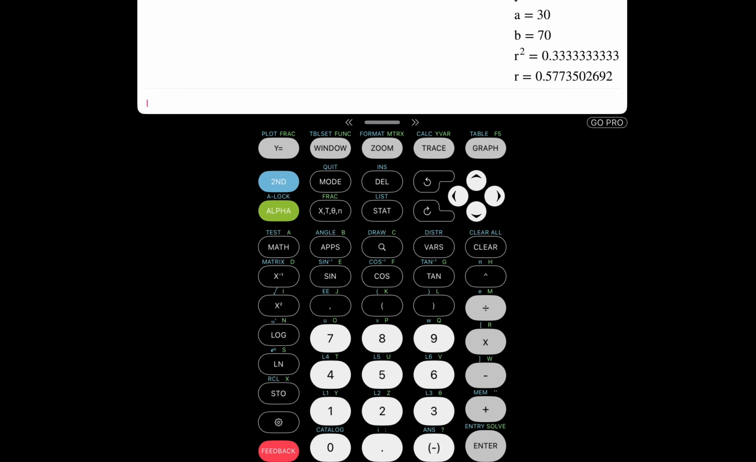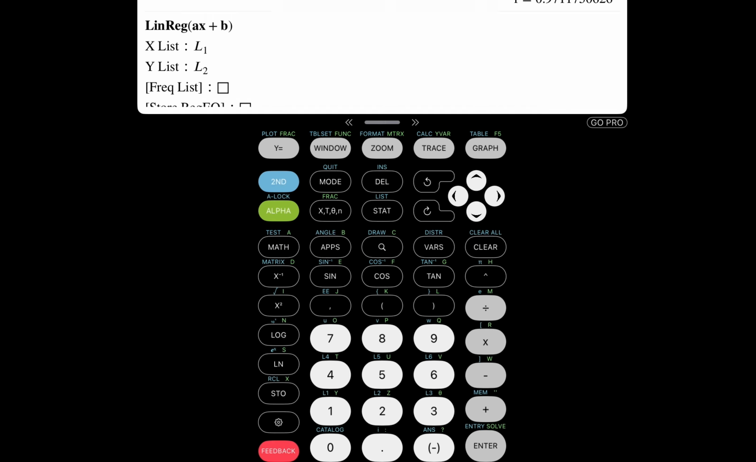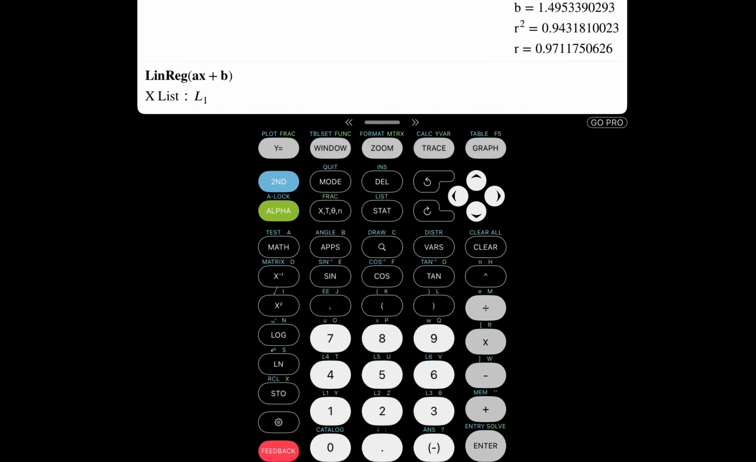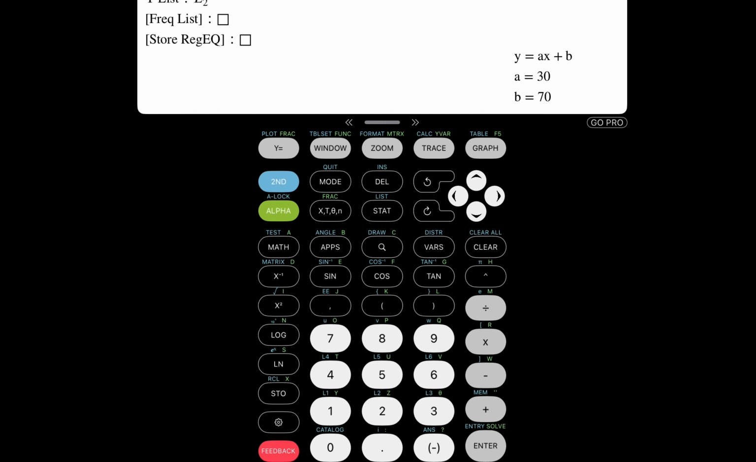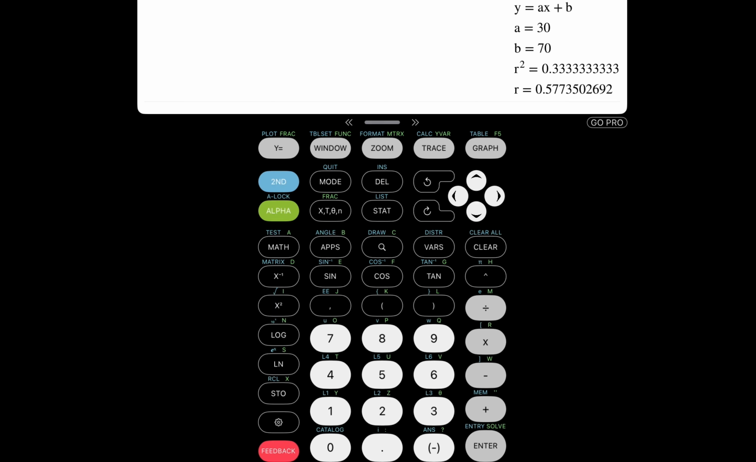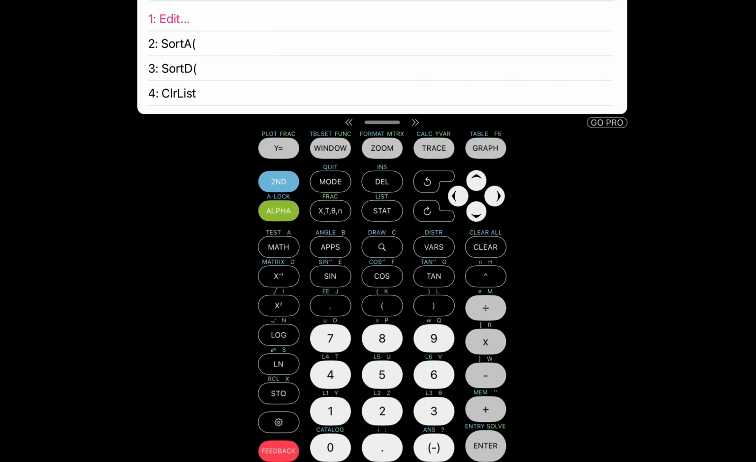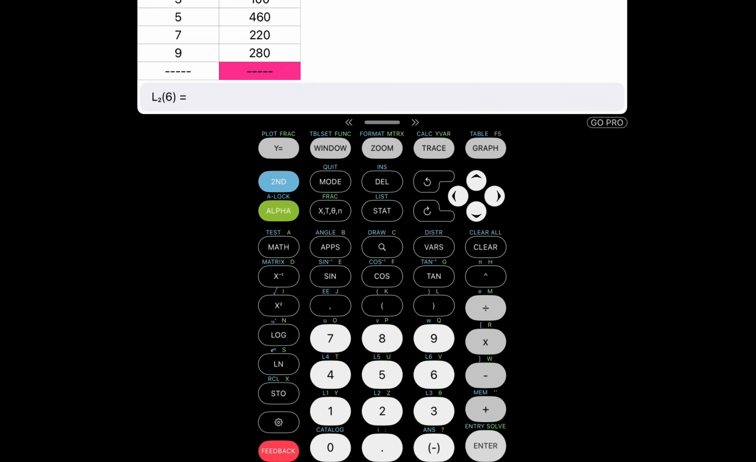You can see our a value is 30. Our b value is 70. That's not right. Let's check that again. Okay.